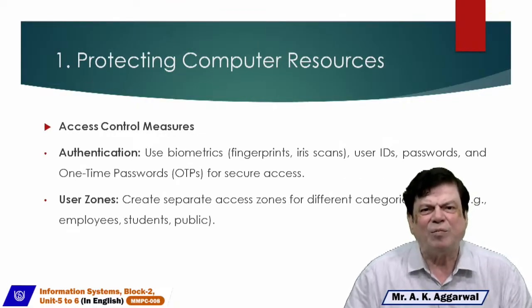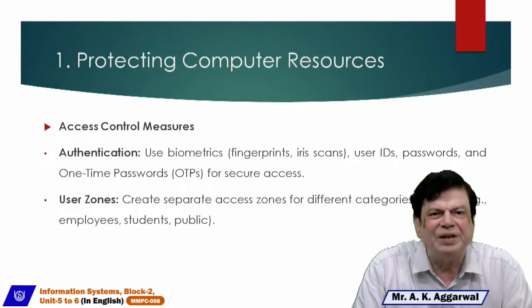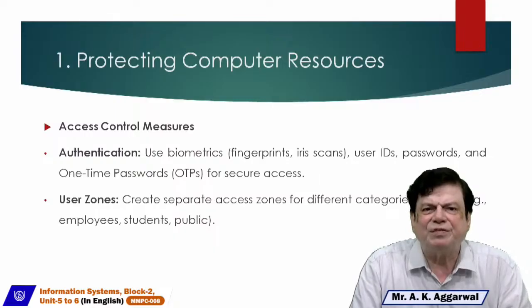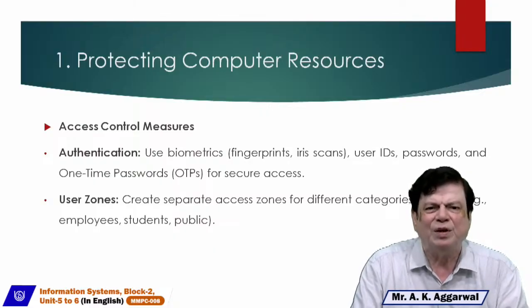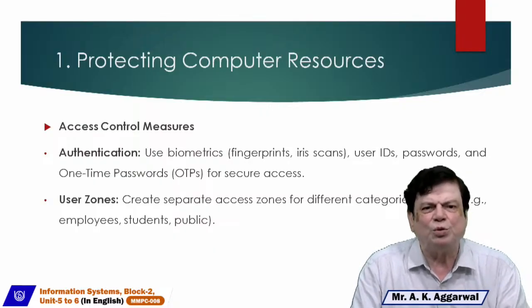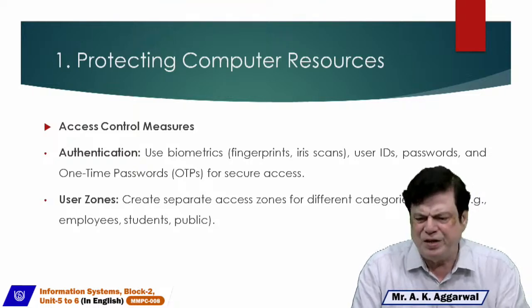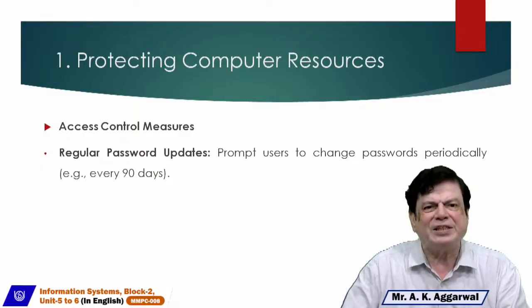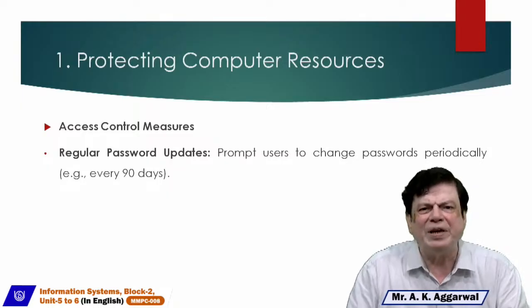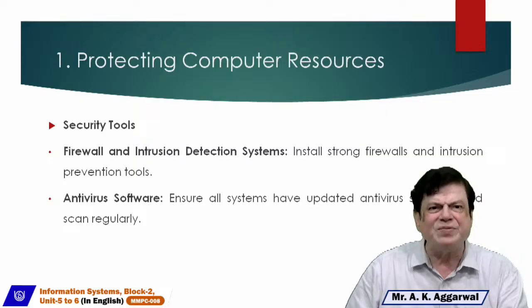Now, protecting computer resources. Access control measures: authentication, then use of biometrics, fingerprint and iris scans, user IDs, passwords and one-time password for secure access. User zones: create separate access zones for different categories of users, that is employees, students and public. Regular password updates: prompt users to change passwords periodically, that is every 90 days.